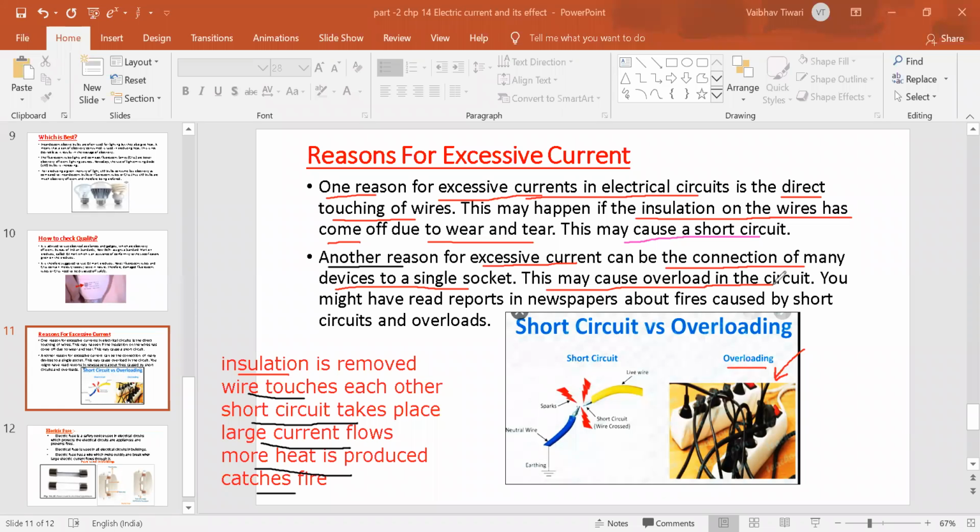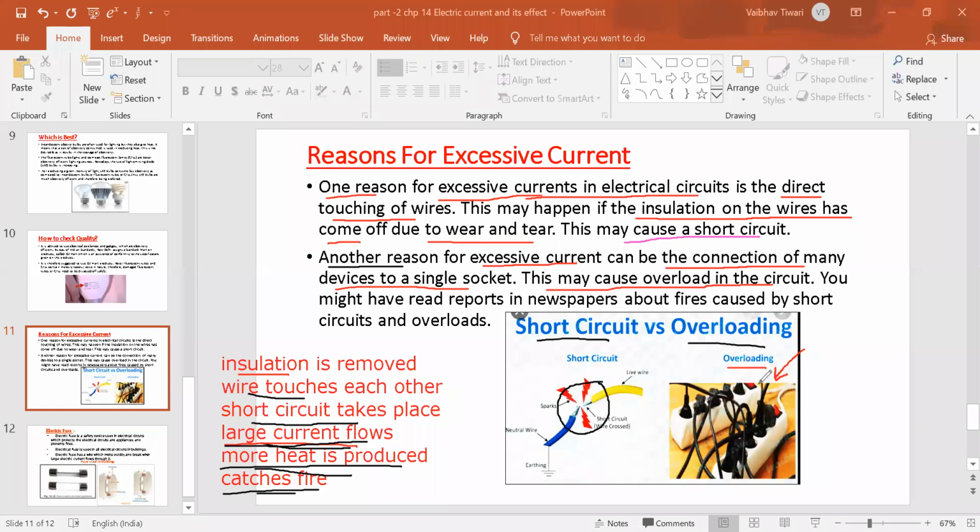When a circuit is overloaded, meaning a lot of appliances are connected to a single socket, even in that case a very large current flows, and when a large current flows, of course more and more heat would be produced, and the wire is going to catch fire. Understood? So both these things are dangerous. Which one? Short circuit, that is, when insulation is removed and the wires directly come in contact. That is also dangerous.